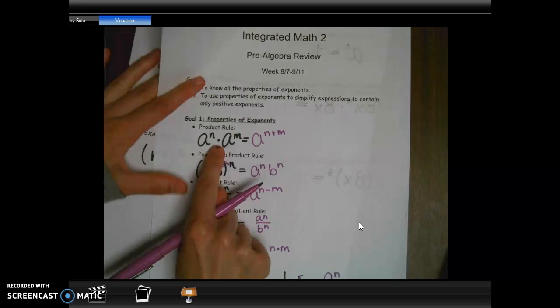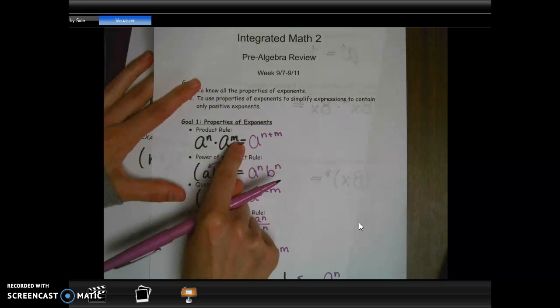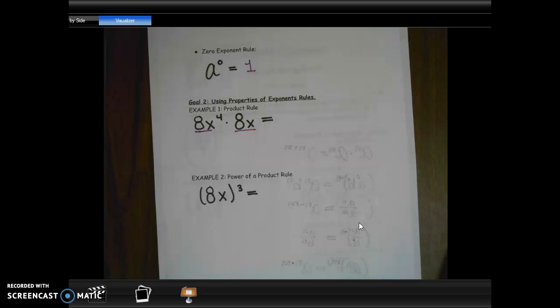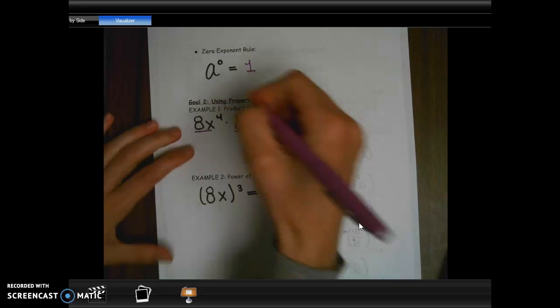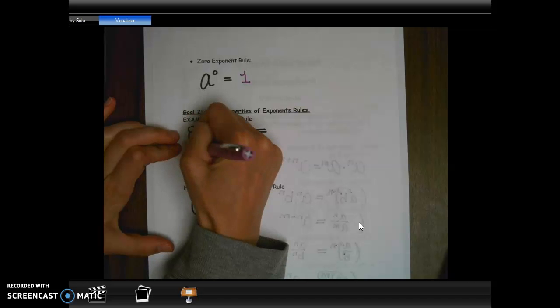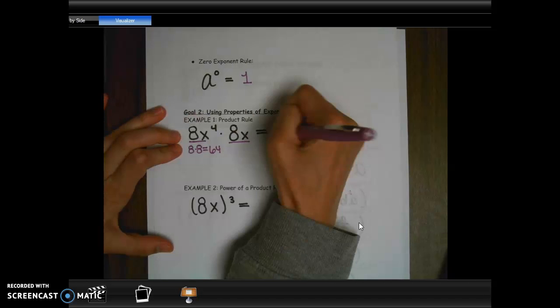Let's practice doing the product rule. So remember, our product rule tells us that if we multiply, we're going to add our exponents. So our power here, or our base, is 8x. Now those 8s are going to multiply. So we would say, okay, well 8 times 8 is 64. So we have 64x.